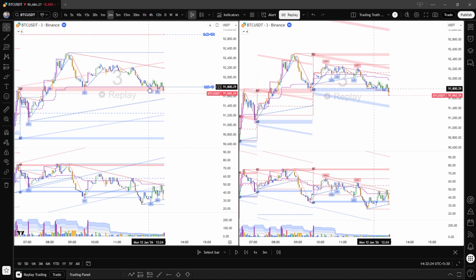So another backing up action is coming. You might be wondering, should I take this trade or not? Here we have to overcome this resistance, or we have to take support from here. Well, you can see it's not taking support, it's not touching the trend line here.